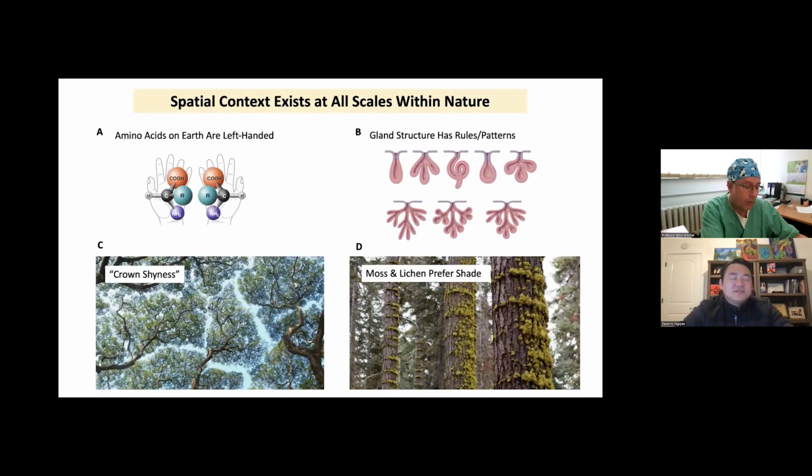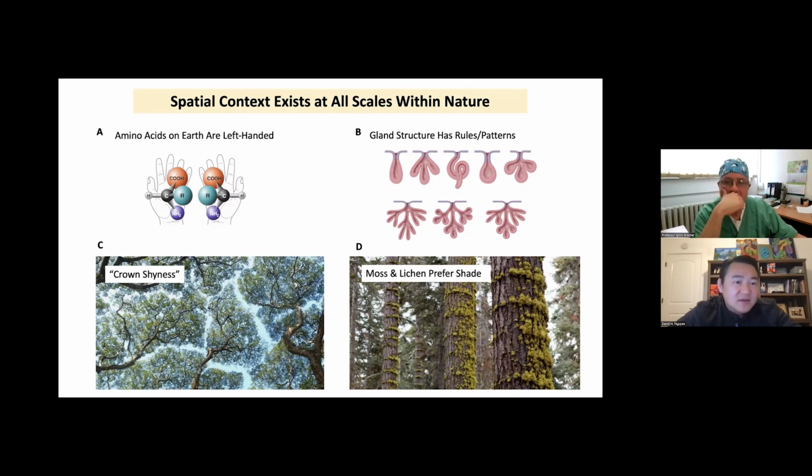But the thing is, spatial context exists at all scales within nature. And we know this intuitively, right? We learned this in school in our training, but it's easy to forget this because our go-to methods, such as volume, area, surface area, are all agnostic to spatial context, right?